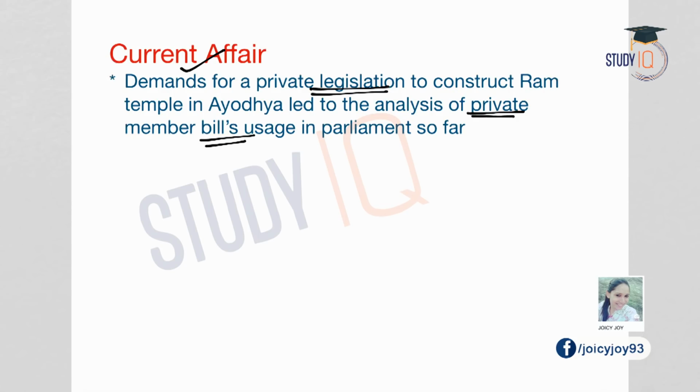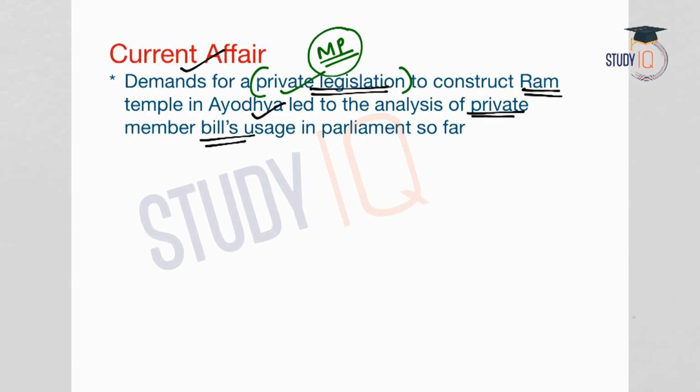So, with the new demand for a private legislation, what is meant by a private legislation? Any member of parliament other than a minister is referred to as a private member of the parliament. So, private legislation means a bill that is introduced by a member of the parliament who is not a minister. A private legislation has been in demand in order to construct the Ram temple in Ayodhya, and because of this issue, an analysis of private member bill usage in the parliament so far has become an important current affair.